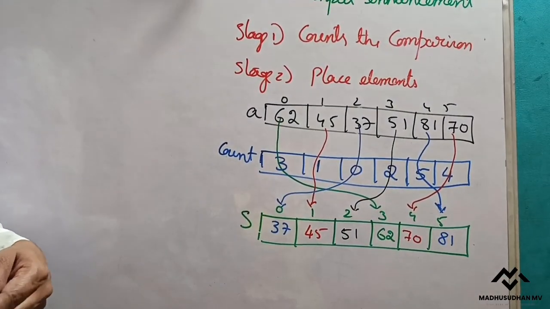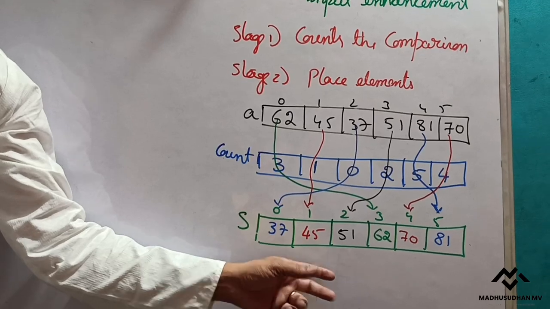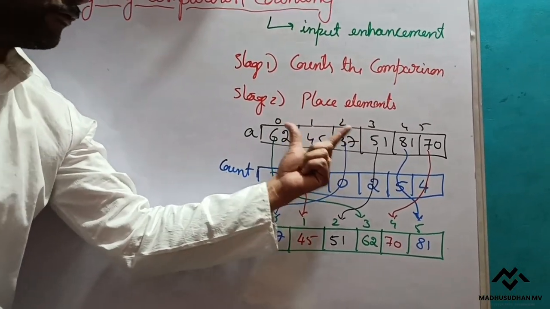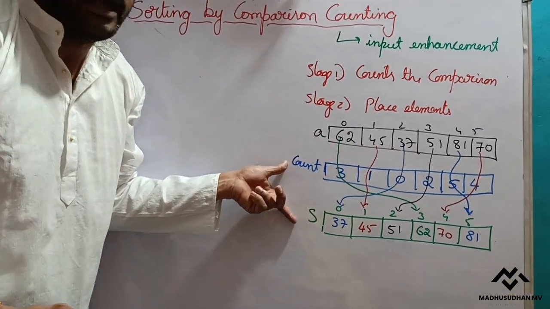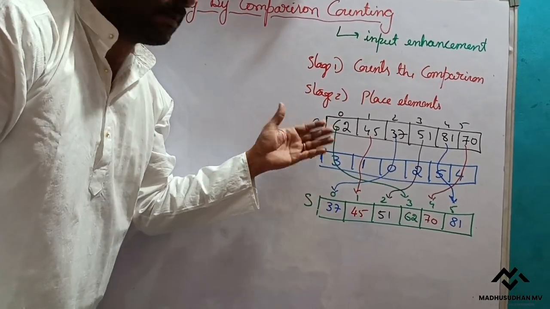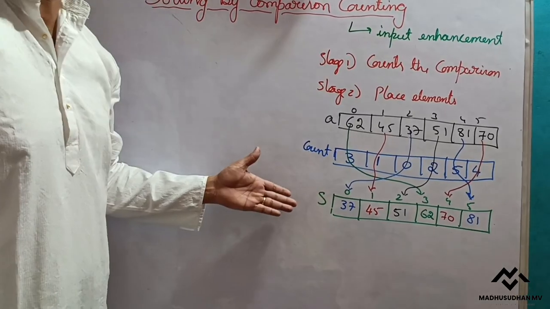See, the array is sorted. This is the output. This is only the input. But for that, I used an array of the same size, and 2 more extra arrays. That means at the cost of extra memory, I'm sorting very quickly.